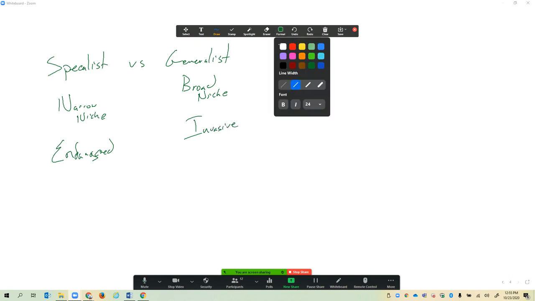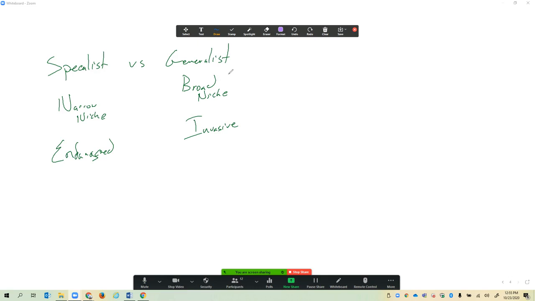Here's why. When we look at our generalist, they have a broad niche. They can survive in a lot of different habitats. They eat a lot of different foods. So when they're introduced to a new area, they can survive. They do really well. Compare that with a specialist species. A specialist species will not naturally go endangered. Well, I shouldn't say that. I take that back. Organisms do die off. They do go endangered, usually due to competition.